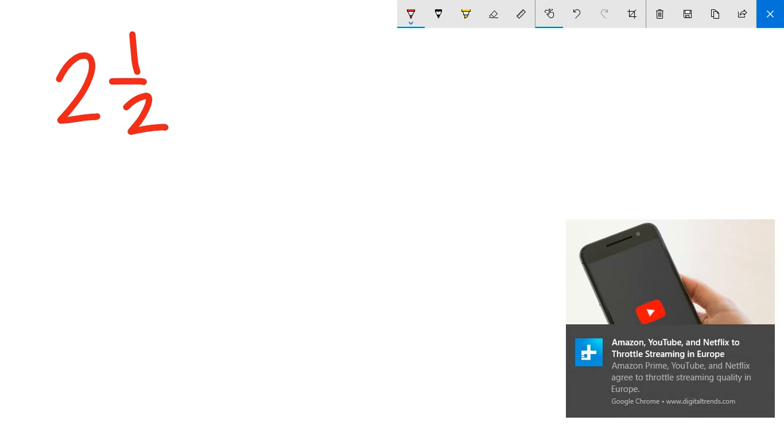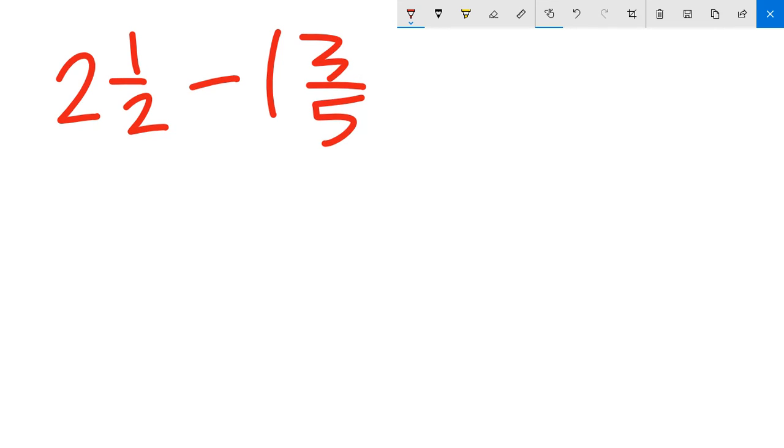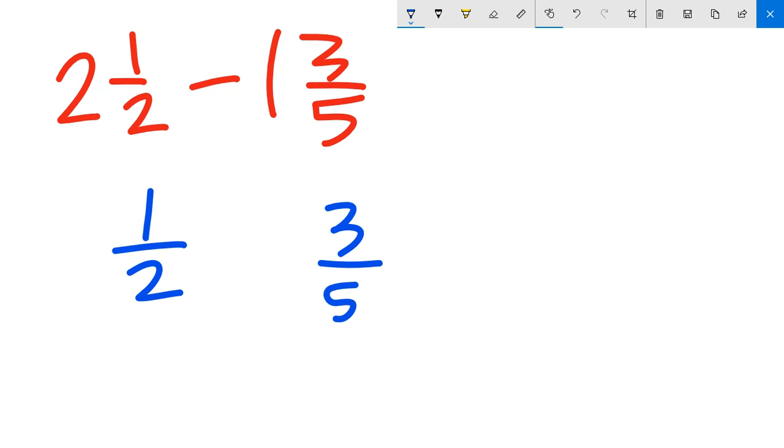2 1/2 minus 1 3/5. The first thing I notice is that the denominators are not the same, so I'm going to make them the same. But I am going to rewrite just the fractions down here, the 1/2 and 3/5. It makes more sense for my brain.